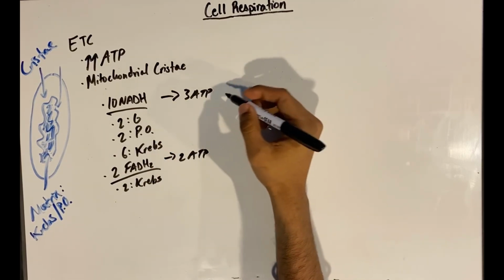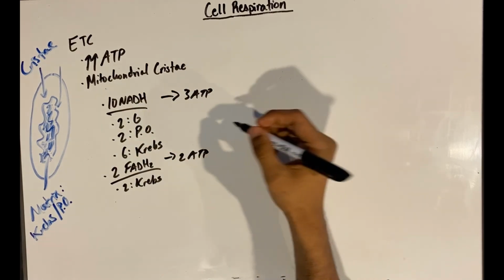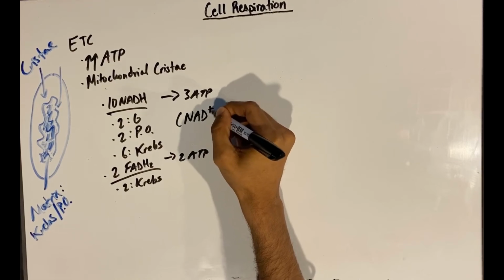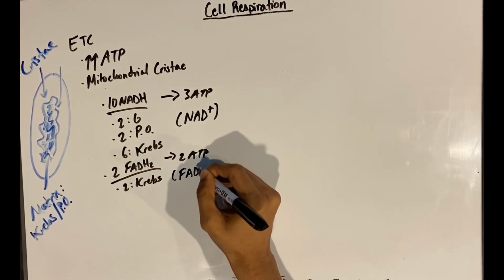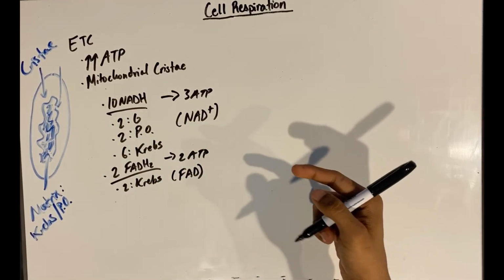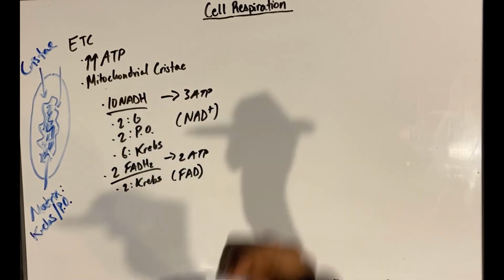And as we said before, both of these molecules, NADH and FADH2, are electron carriers. They can both be oxidized and can revert back into NAD plus and FAD. Both of these molecules can go back into glycolysis and the Krebs cycle to be reduced again into NADH and FADH2.